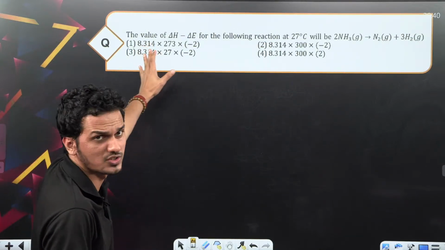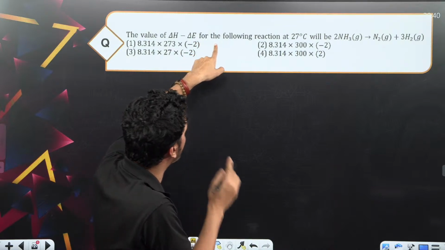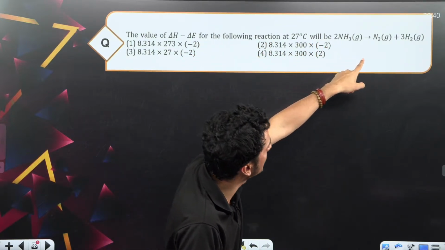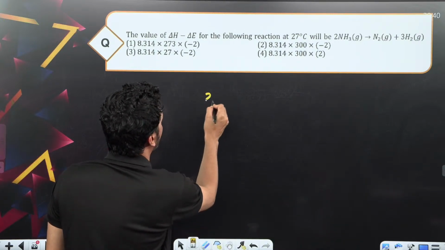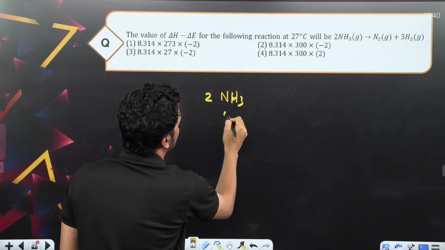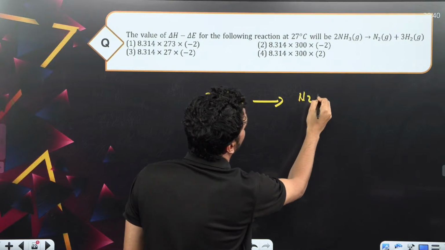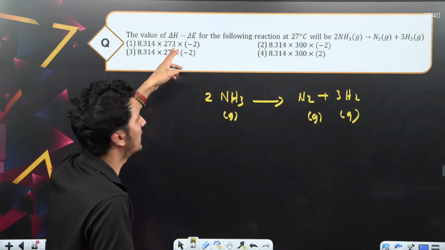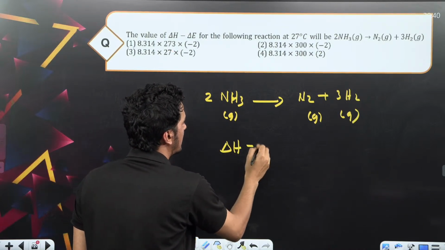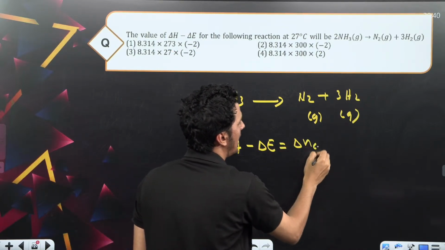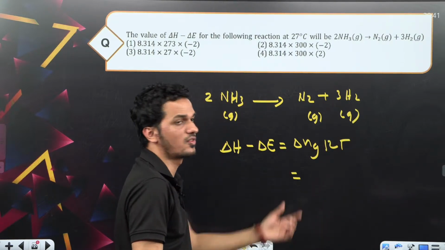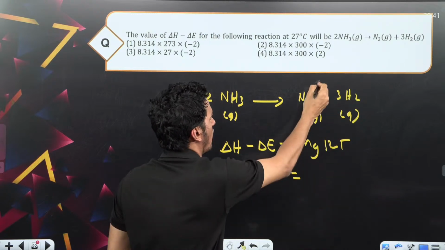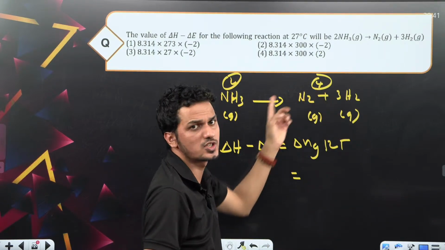This is again the same kind of question. Value for delta H minus delta E for the following reaction at 27 degrees Celsius will be. Okay, 2NH3 gives N2 plus 3H2. This is the equation. 2NH3 gas gives N2 gas plus 3H2 gas. They are asking again delta H minus delta E. Delta H minus delta E equal to delta NgRT. What's the number of moles of gaseous product minus number of moles of gaseous reactant? Here it is 1 plus 3, 4. Product is 4 and reactant is 2. So 4 minus 2, 2.